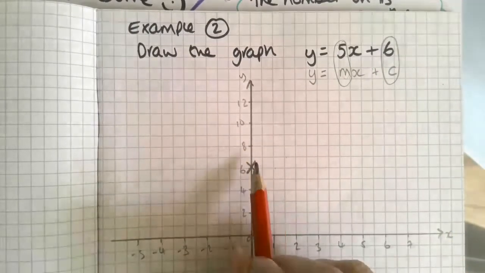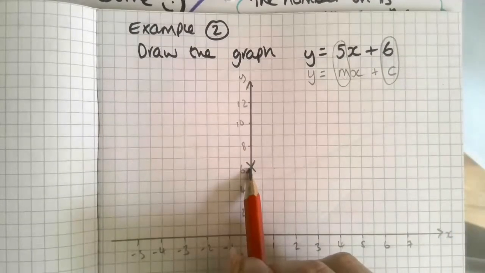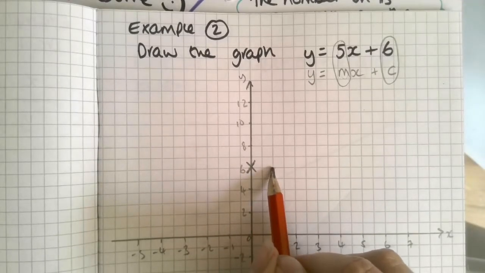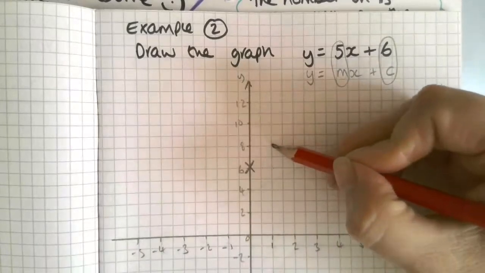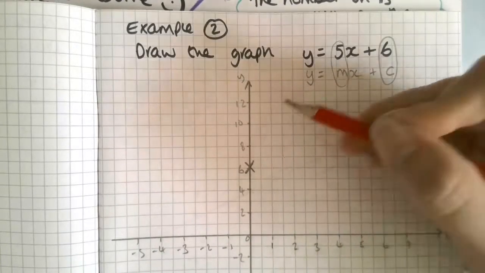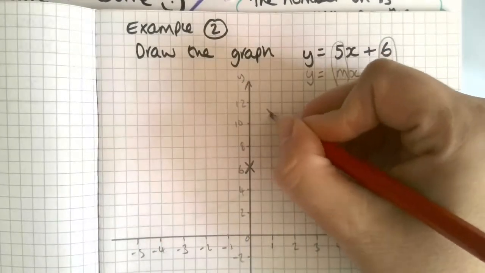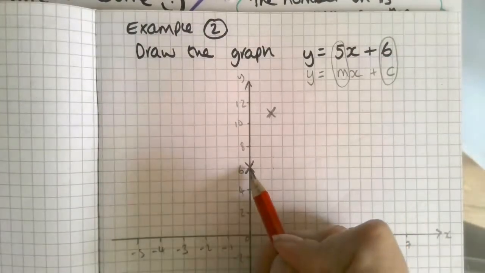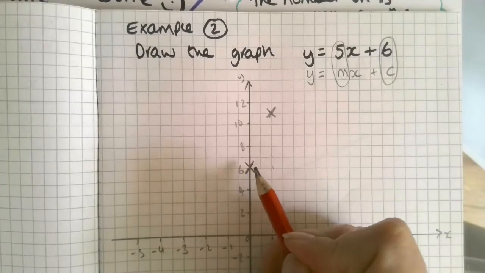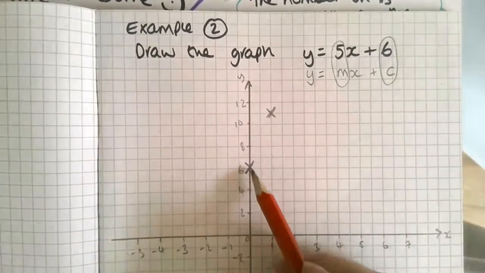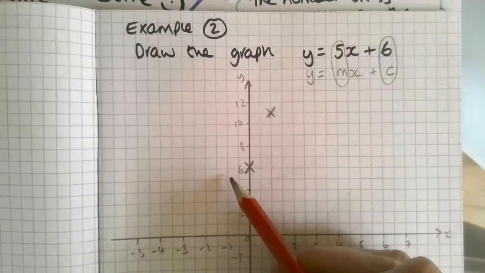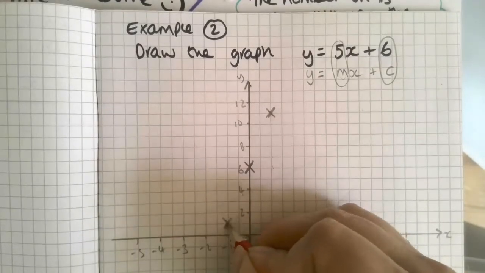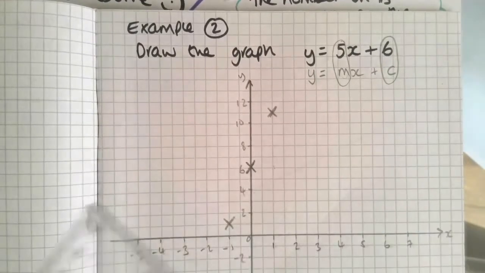So I'm going to take this point that we've already marked on from the y-intercept. If I go across 1 on my x scale and up 5, so 1, 2, 3, 4, 5, that means my next point is going to be there. Okay, that technically is enough. We could just join those up with a ruler, but I'm going to go the other way as well. So 1, 2, 3, 4, 5, that's going to be a wee point there. Right. Now I can join all my points.